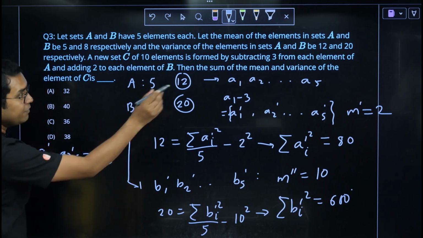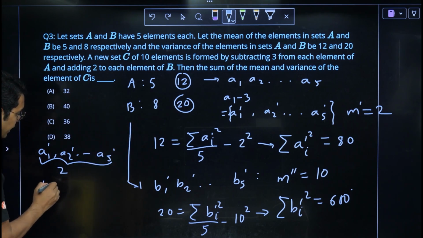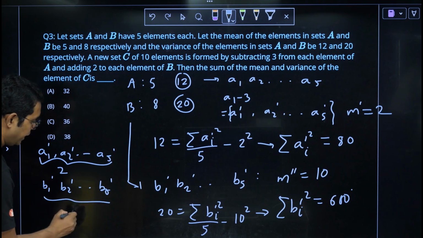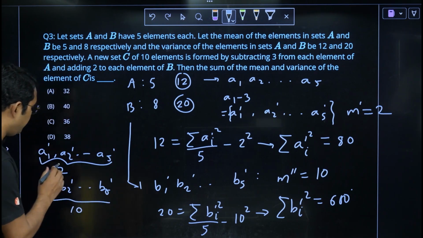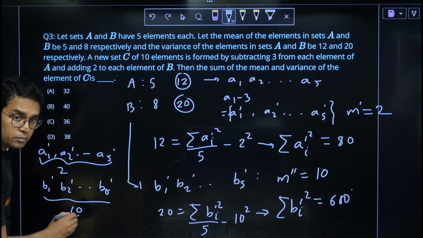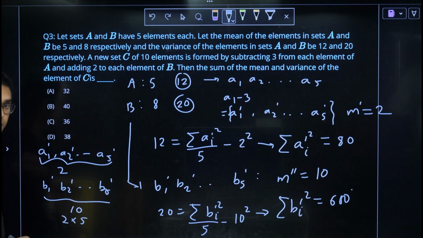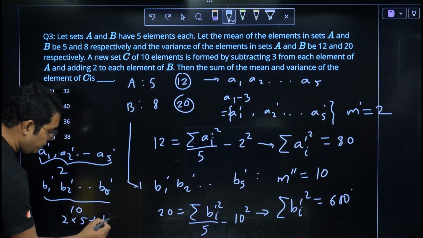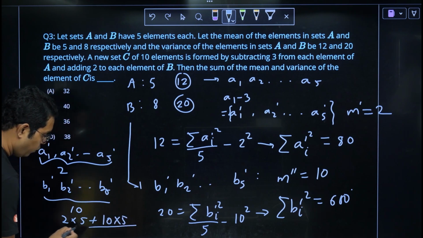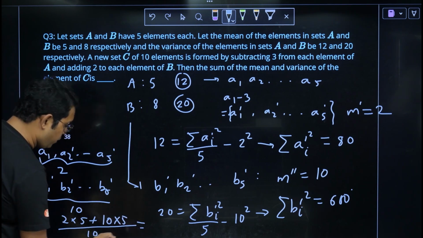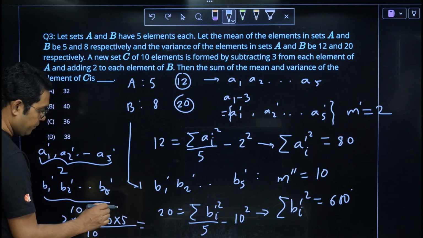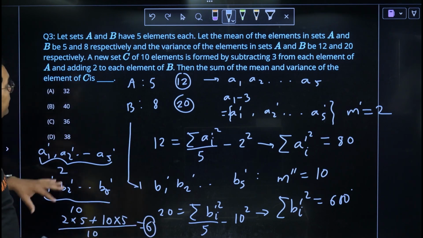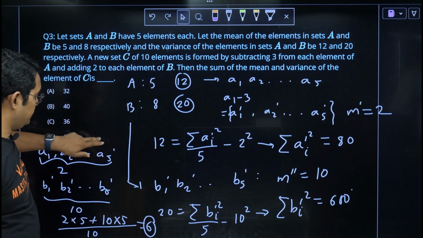Their mean value is 2, and then B1 dash, B2 dash, and so on up to B5 dash, their mean value is 10. So we can find the combined mean: 2 into 5 plus 10 into 5, and the whole divided by 10. So that will be equal to 10 plus 50, 60 upon 10 is 6. So the combined mean of this data will be equal to 6.